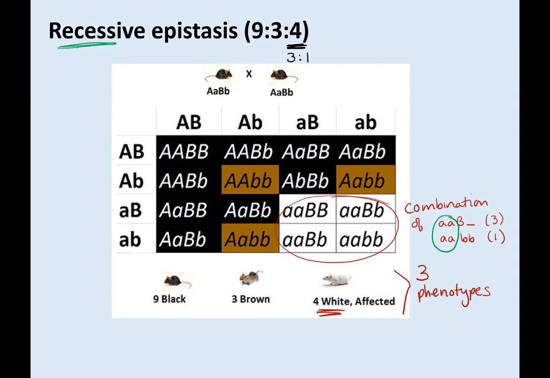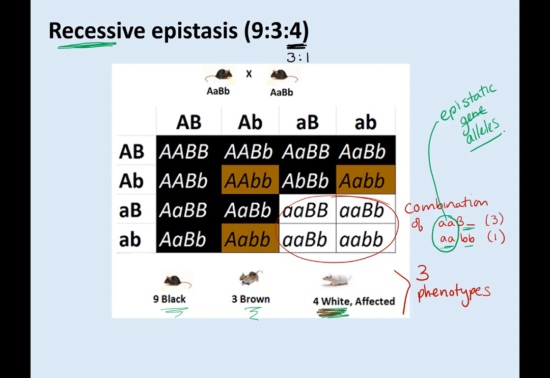That is why it's called recessive epistasis, because the little a is the epistatic gene. When you have little a, it doesn't matter which alleles you have for the B gene, you get this white phenotype. When you don't have little a, when you have a dominant A allele, you get different phenotypes. So little a is the epistatic gene, or I guess I should say epistatic alleles.